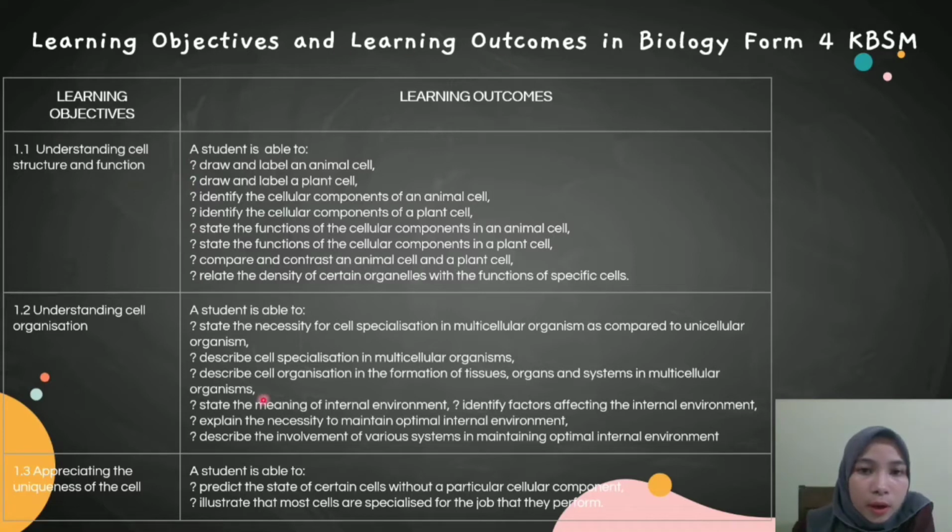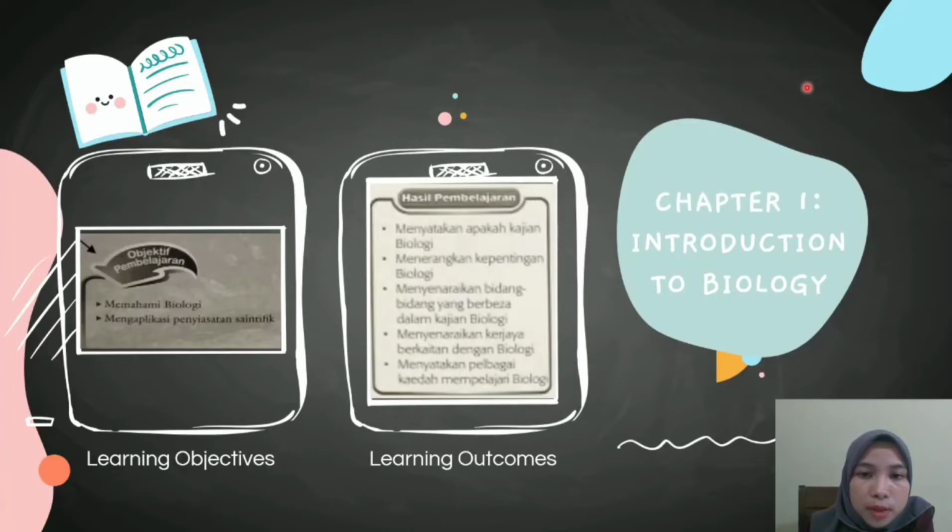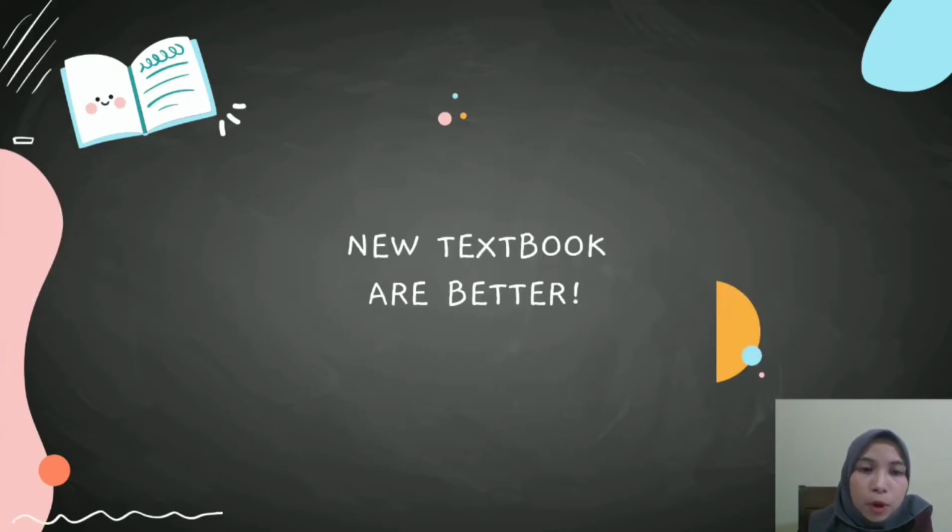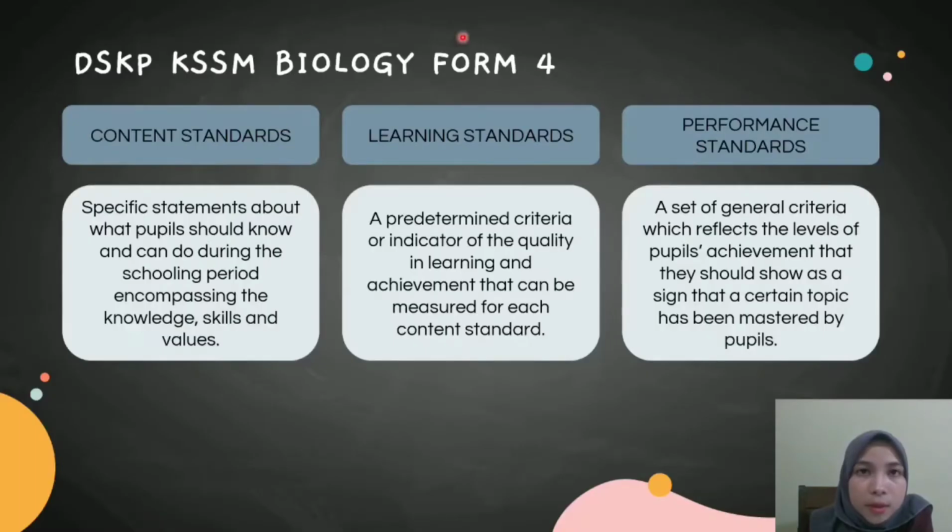Okay, so for the learning outcomes, the action verb is good, but it does not follow the Bloom taxonomy or HOTS level. This is an example of the learning objective and the learning outcomes that I took from the KBSM textbook for chapter 1 only, which is the introduction to biology. In my opinion, the new textbooks are better. Why do I say that? This is because, in my opinion, it is more focused and specific to what the learner will be able to do.